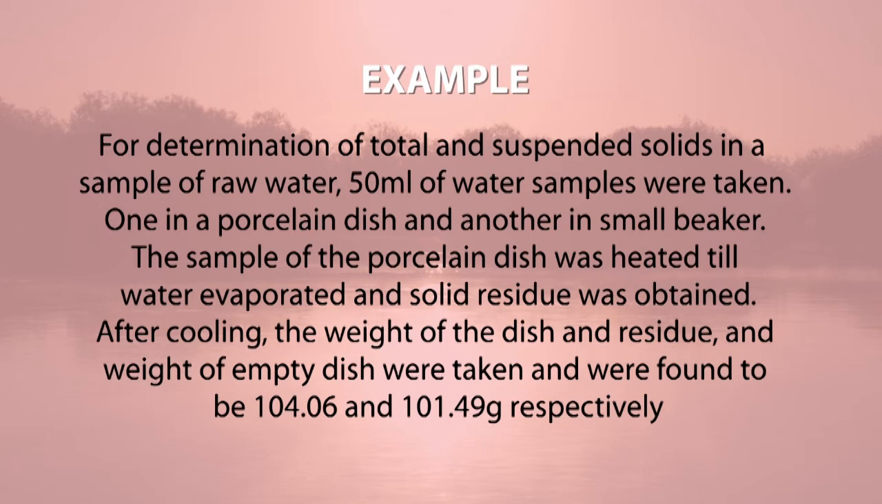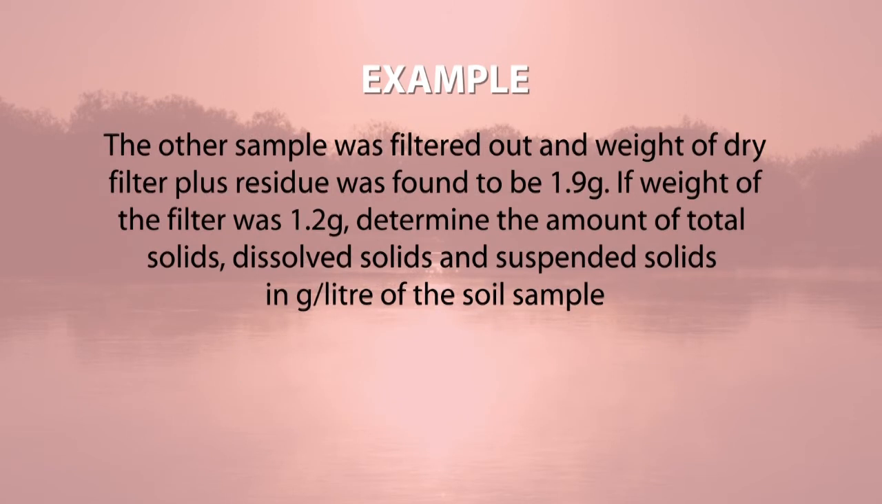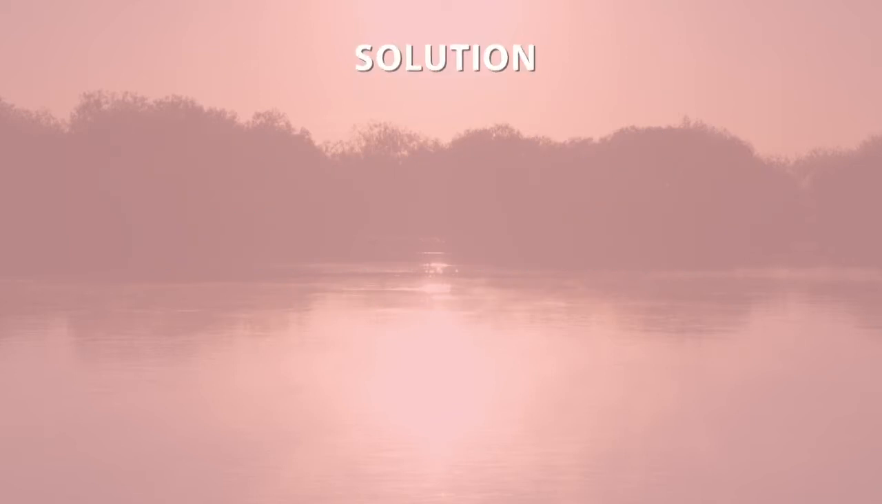104.06 and 101.49 respectively. The other sample was filtered out and weight of dry filter plus residue was found to be 1.9 gram. If weight of the filter was 1.2 gram, determine the amount of total solids, dissolved solids and suspended solids in gram per liter of the soil sample.